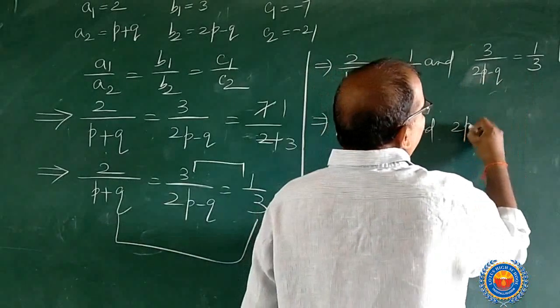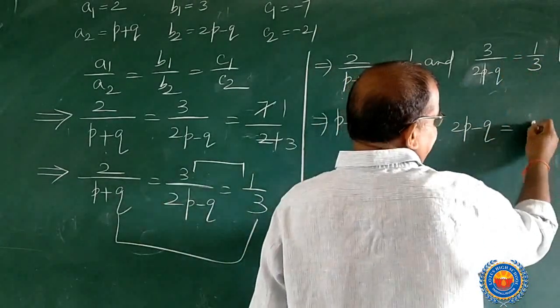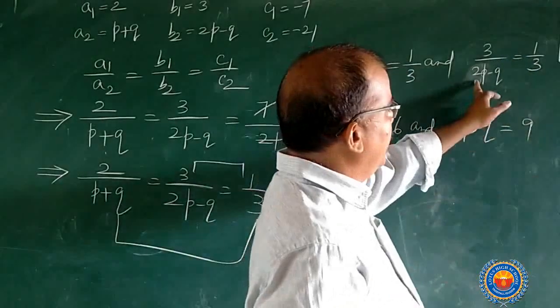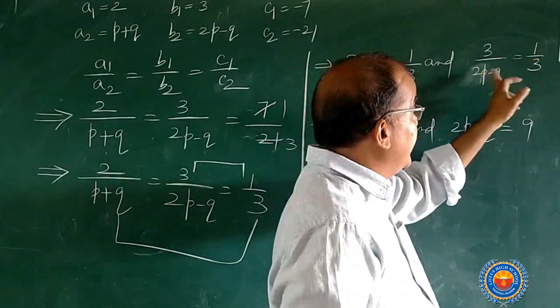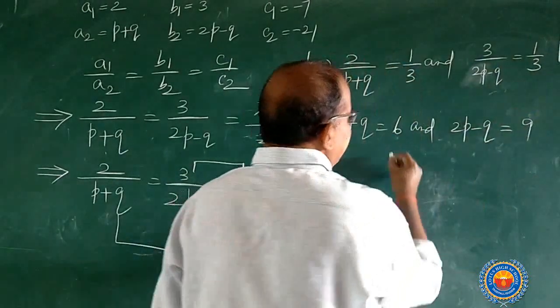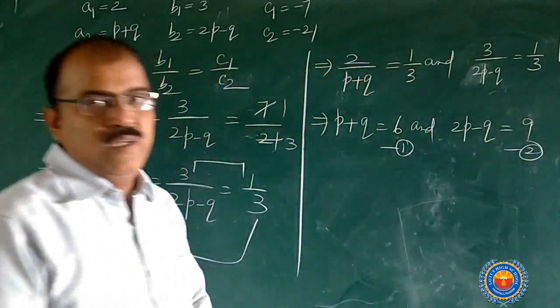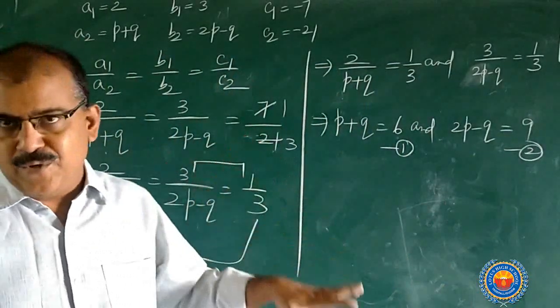Second one, 2p minus q, this into this is equal to 3 3s are 9. 2p minus q into 1 is equal to 2p minus q, 3 3s are 9. This is equation 1. This is equation 2. Equation 1 and equation 2.